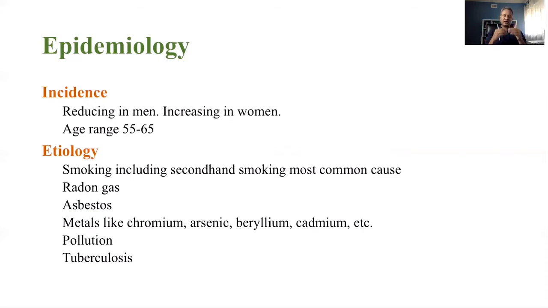Those mutations are cumulative. Once the cell becomes mutated, it replicates, and the new cells are also mutated. You put more smoke on top of them, they get further irritated and more mutated, and so accumulation of mutations occurs, ultimately leading to cancer. In the progression, I think you've done that in the cancers: first hyperplasia occurs, then dysplasia, then metaplasia, and then carcinoma in situ. Other causes are radon gas, asbestos, some metals, pollution, and tuberculosis, but keep in mind smoking.